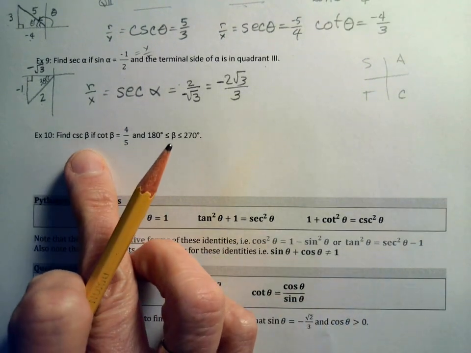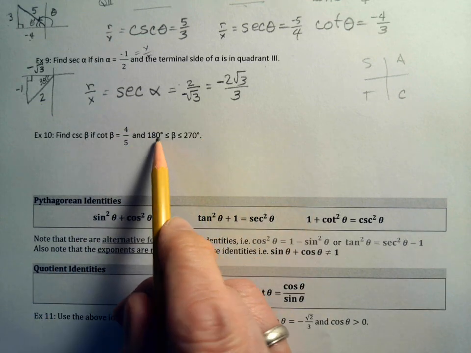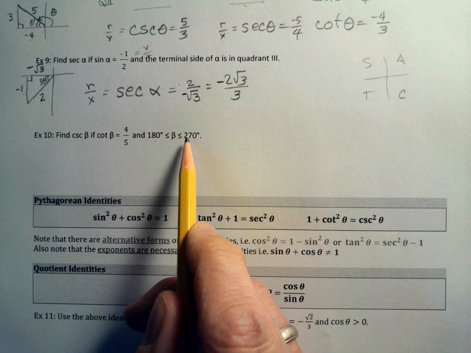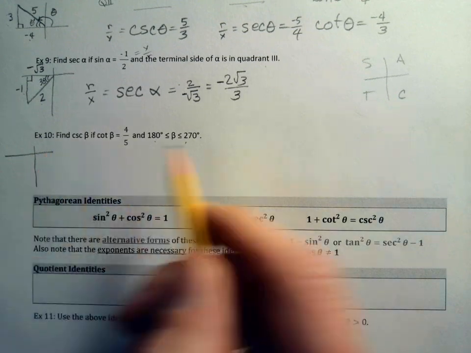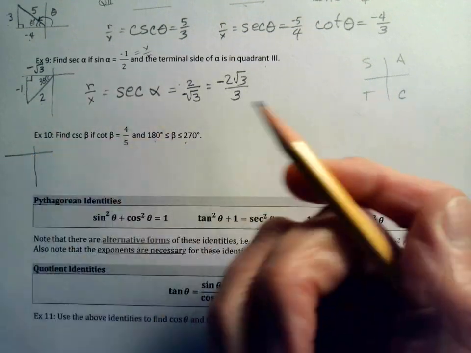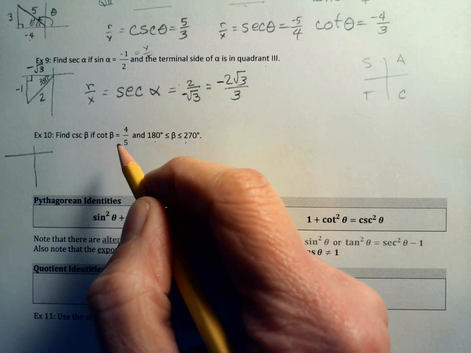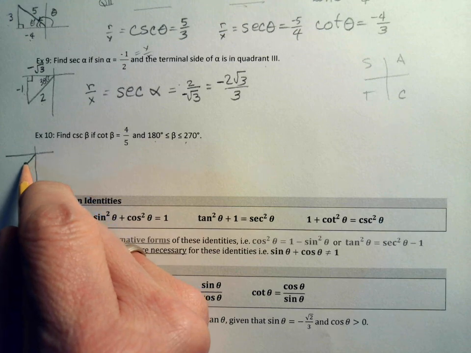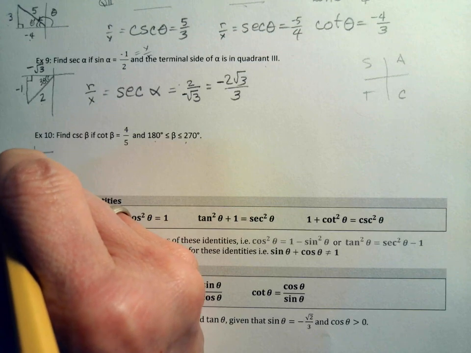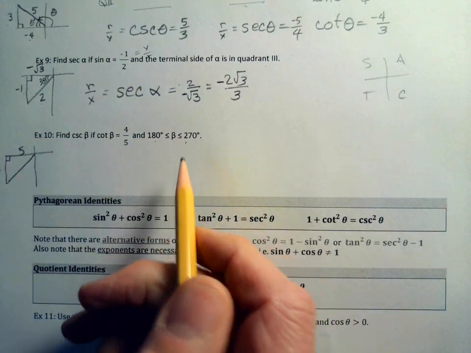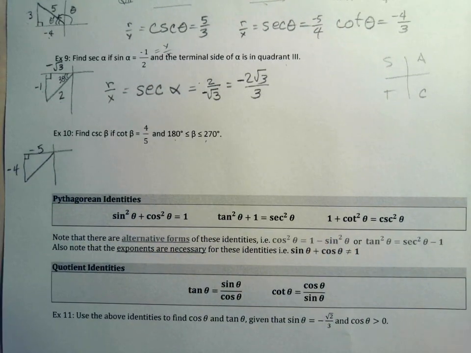All right, example 10 then. Find cosecant beta if cotangent beta is 4/5, and it's telling us that beta is between 180 degrees and 270 degrees. So think about which quadrant that is. That, again, is in the third quadrant, so we're down here somewhere. Cotangent, remember cotangent is y over x, so the y is a little smaller than the x. We have 4 and 5, and again, we know these are both negative, so make sure you put in those negatives.